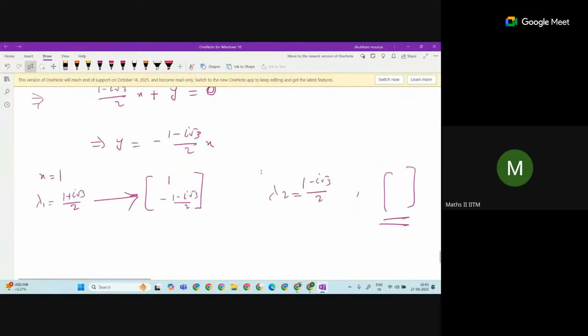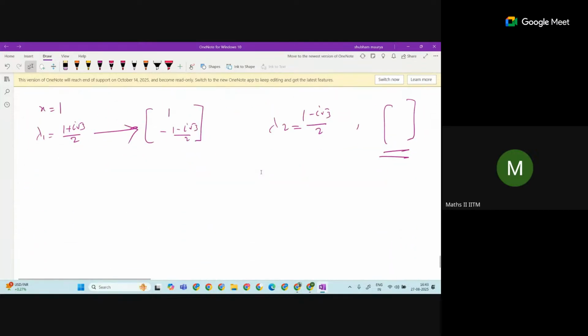So this is what the thing is, that we have a matrix, and this way we will find the eigenvalues and eigenvectors. There is one more thing, multiplicity, which is called algebraic multiplicity and geometric multiplicity. So what is algebraic multiplicity?